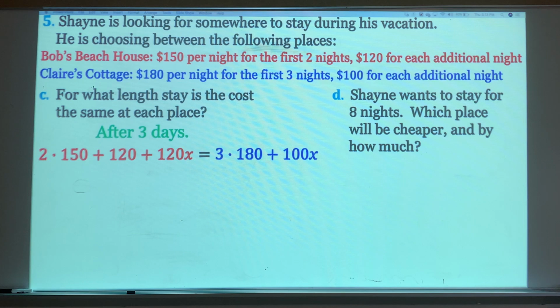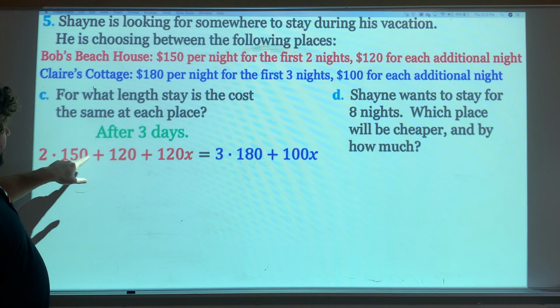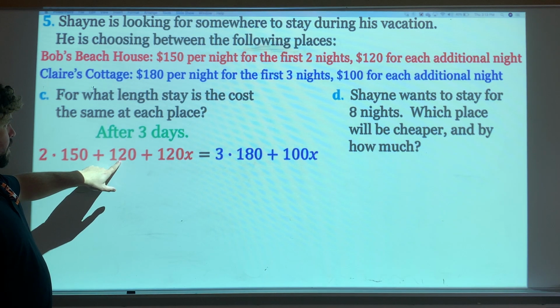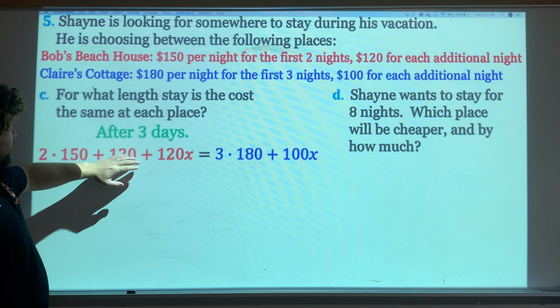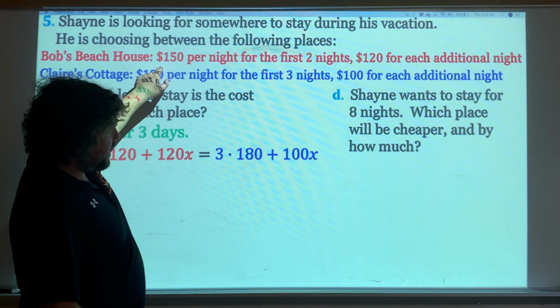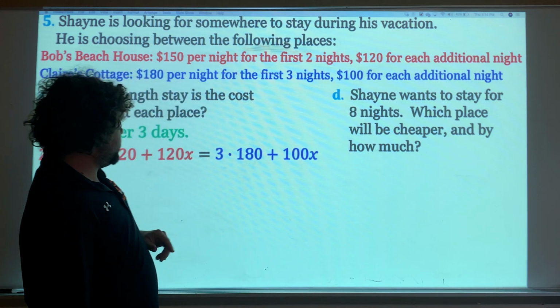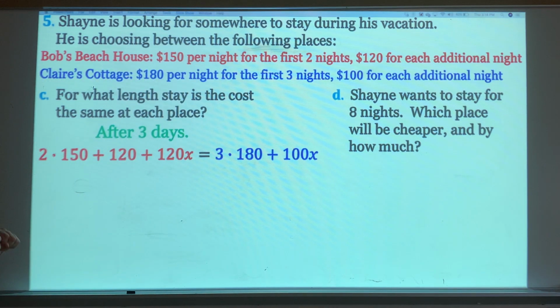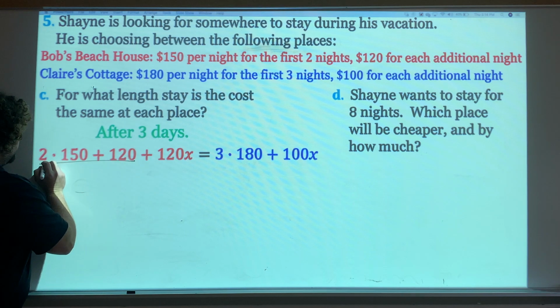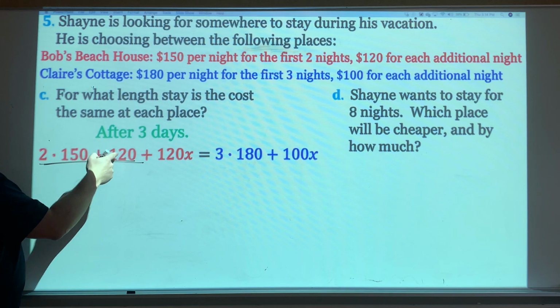Let's look. For what length stay is the cost the same for each place? After 3 days, right? The first 3 days, 2 times 150 plus 120x for the rest of the days. 3 days of his house is 3 times 180, and then you add 100x afterwards. It might be a little confusing, but the first 3 days they use different formulas. This one's really 2 times 150, and then it's 120 after that.